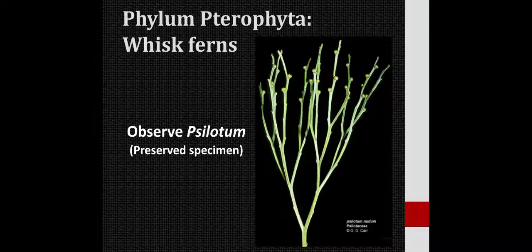You'll also see some information about whisk ferns. That's Psilotum. These guys are interesting in that they don't have any sort of leaves or leaf-like structures. They are just these stalks that are photosynthetic, and they are native here in South Carolina. You can find them.